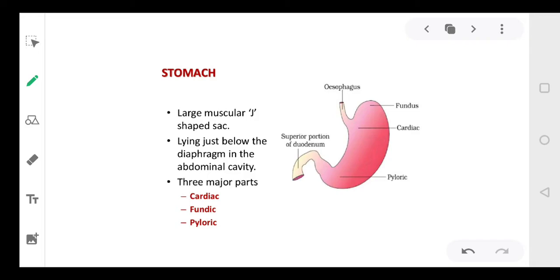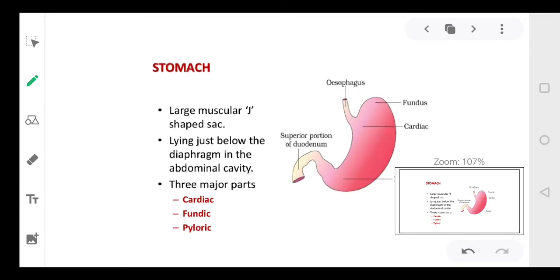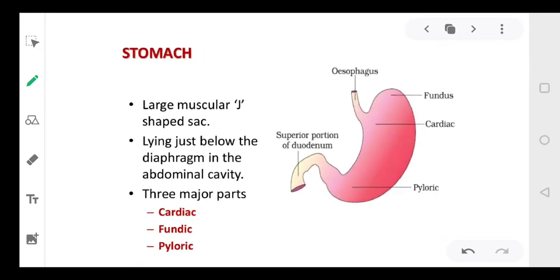Now stomach is your muscular bag. It is a muscular bag. It is, you can say, a J-shaped structure, right? So from the esophagus the food will come into the stomach. Now the stomach is divided into three basic portions. Fundus, the first portion where the food will reach is the fundus, then cardiac, then pyloric.